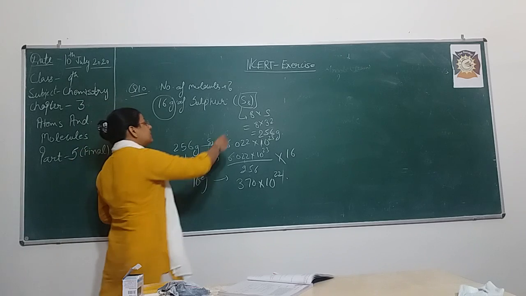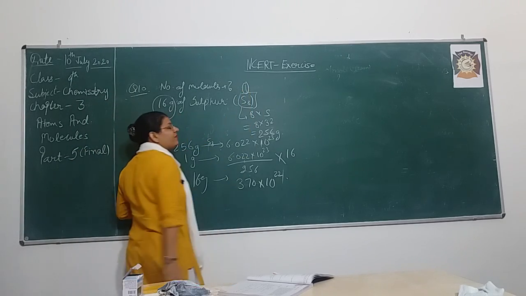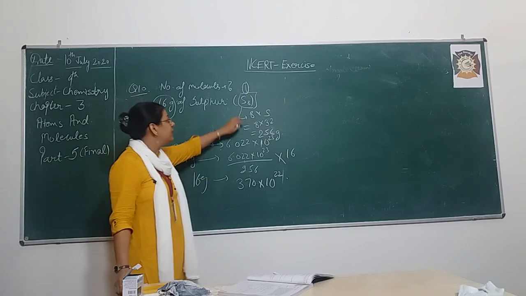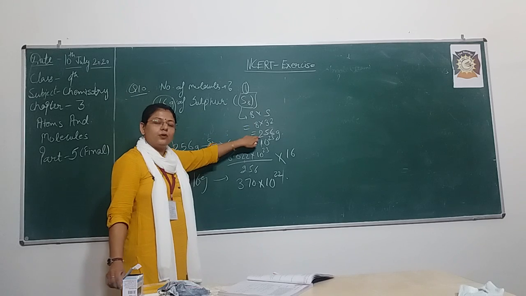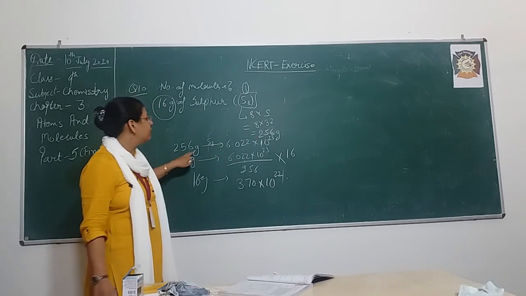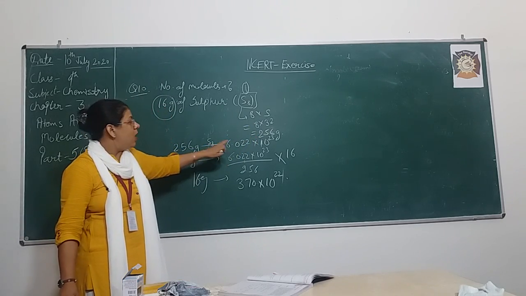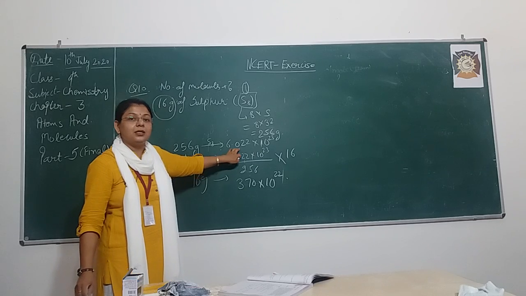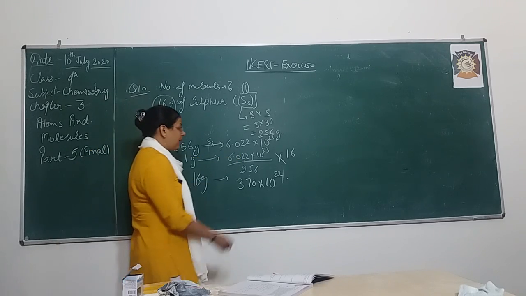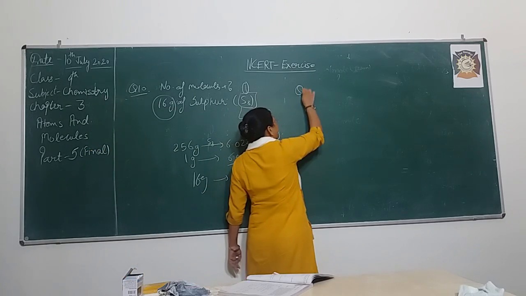So the first key point is sulfur exists in the form of S8. It is given in the hint. So 8 into S, we just calculated its molar mass, and we know that in 1 mole the number of particles present is Avogadro's number. So this is your question number 10.